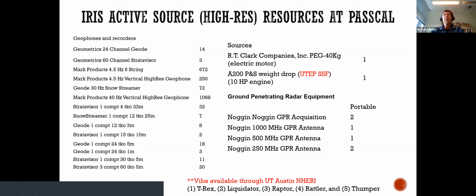I mentioned the sources earlier, but I'll emphasize that IRIS has access, or you all have access to 2 different sources through IRIS. One would be this PEG 40, which is a 40 kilo electric motor driven weight drop. And then the other one is the A200, which is out of the source facility at UTEP. This thing runs off a 10 horsepower engine and can be operated in both P and S mode.